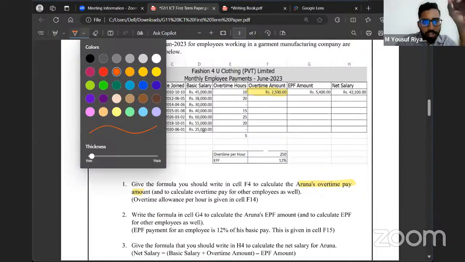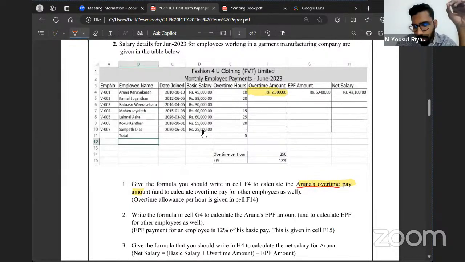And you are seeing the purpose of this formula. The purpose of the formula is to what? To find Anura's overtime pay. Okay. So we know this specific row is talking about Anura. See, this Anura is there. So this whole row is talking about Anura's details.